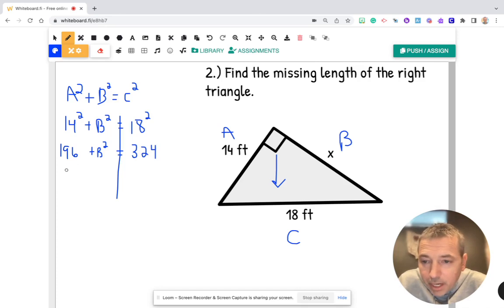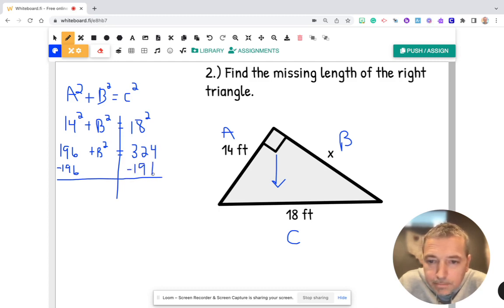So how do we get rid of a positive 196? Well, we subtract it, right? And whatever we do to one side, we do to the other. So I'm going to subtract 196 from both sides. This cancels out. I'm left with B squared equals 324 minus 196 is 128.